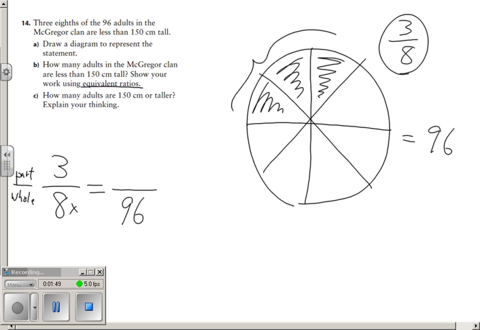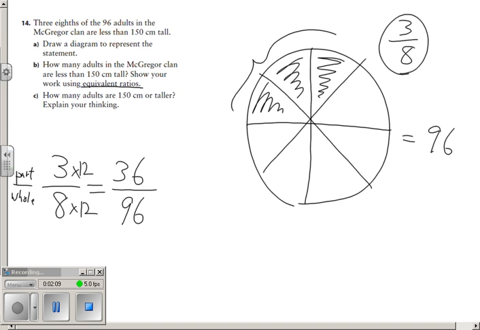And the answer is, well, if I multiplied it by 10, I get 80. Multiplied by 11, I get 88. Multiplied by 12, I get 96. So the answer is I multiplied it by 12. So therefore, to keep it equivalent, I do that to the first term as well, and I get 36 out of 96. Now that should be those that are less than 150.